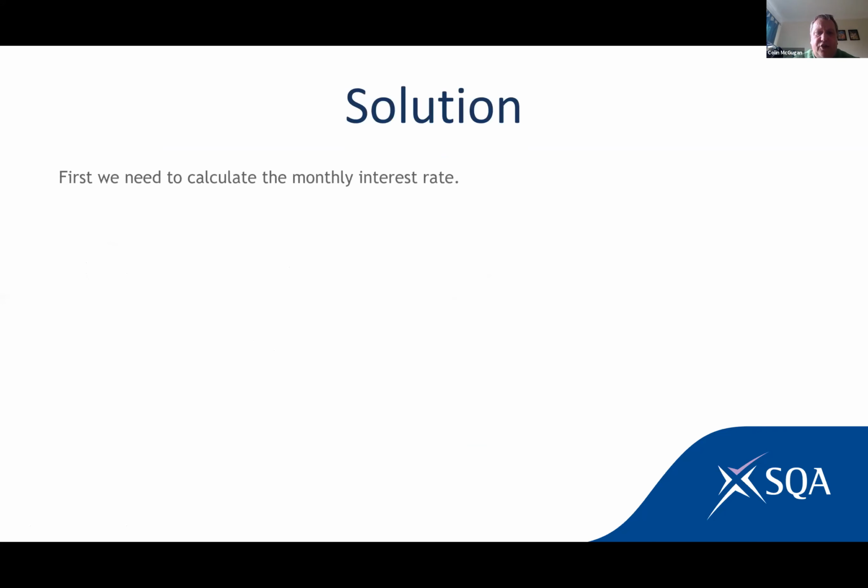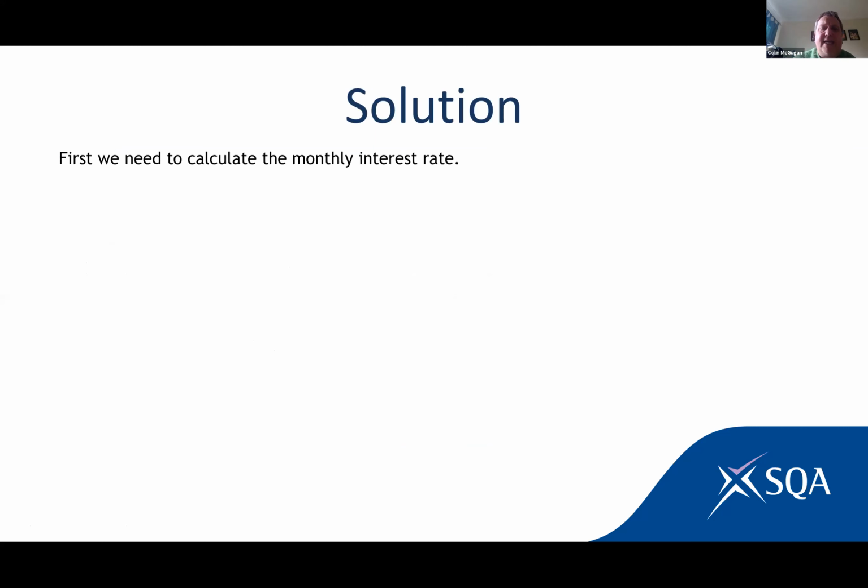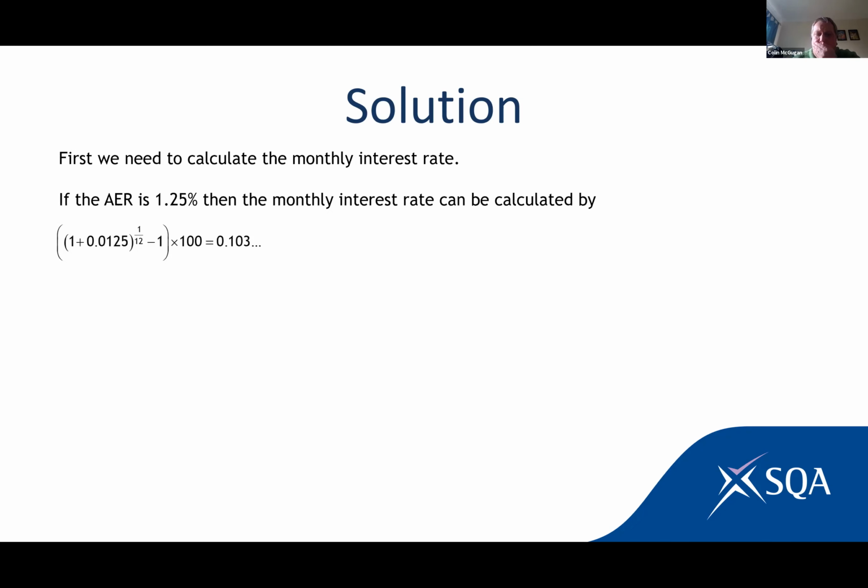So the first bit of this solution is, firstly, we need to calculate the monthly interest rate. Looking at a lot of the finance questions, this seems to be one of the most important things that candidates are going to have to do. And it's not simply taking the annual interest rate and dividing it by 12. If the annual effective rate is 1.25%, then the monthly interest rate can be calculated by 1 plus 0.0125 to the power of 1/12, or the 12th root, take away 1 and multiply by 100.